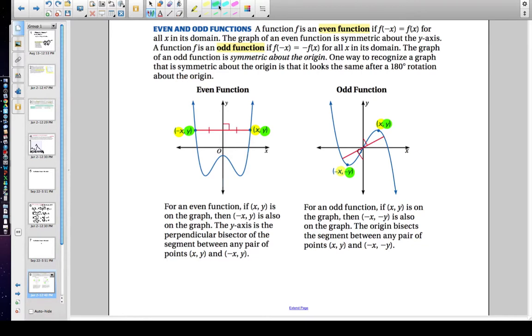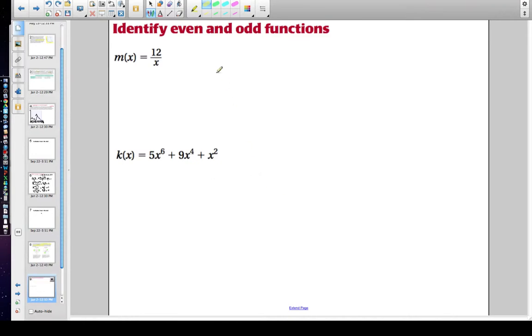This is what you need to look at. You need to look at what happens when I put in opposites. What do I get? Okay, so that's the way to test. Odd functions are symmetrical around the origin. An even function is symmetrical around the y-axis. Okay, that's what you need to check for. All right, so go ahead and practice identifying even and odd functions. Let's take a look at how that looks.